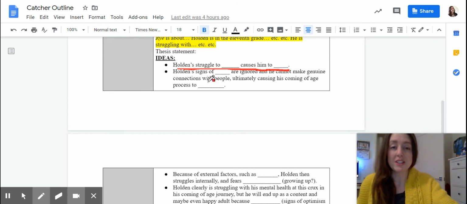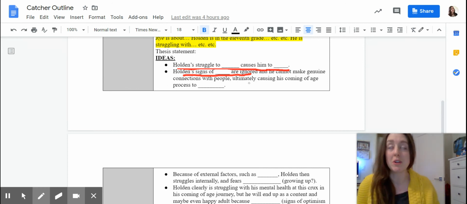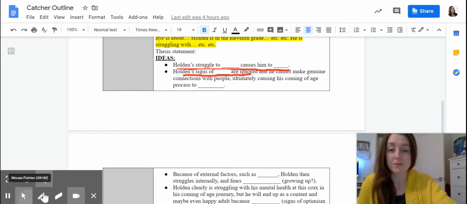Down here, Holden's signs of blank are ignored, and he cannot make genuine connections with people, ultimately causing his coming of age process to maybe his signs of loneliness, of sadness, of grief, of depression. Maybe those cause his coming of age process to be slower. Maybe it causes the coming of age process to be a bumpier ride than it would normally if he hadn't been through those things and those struggles.